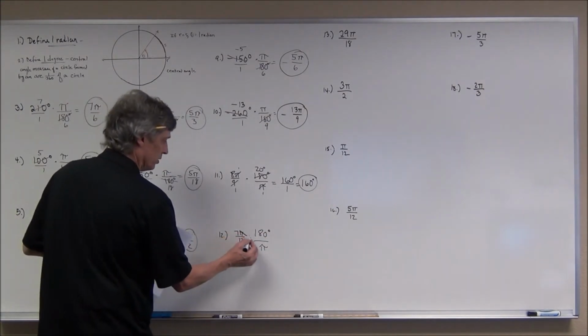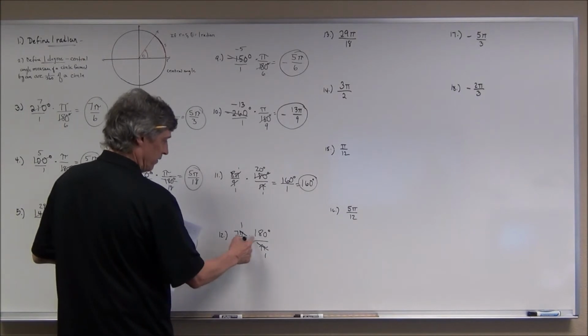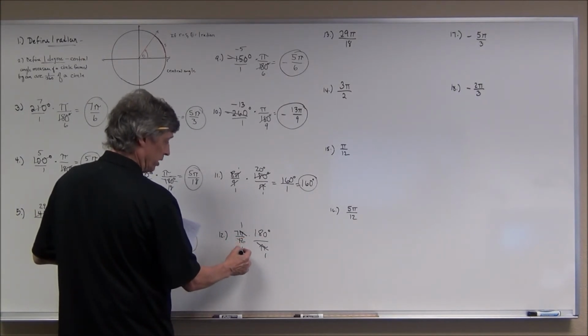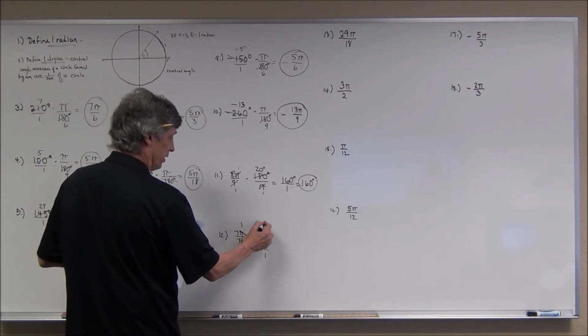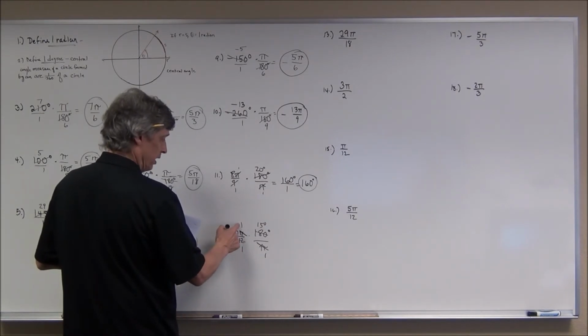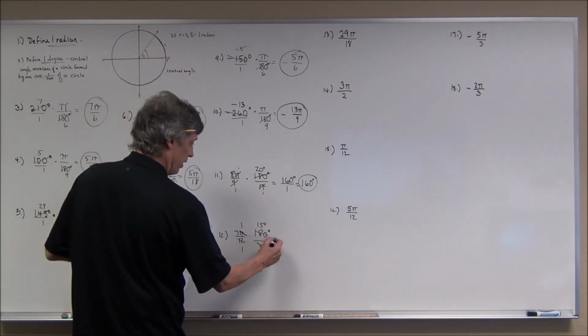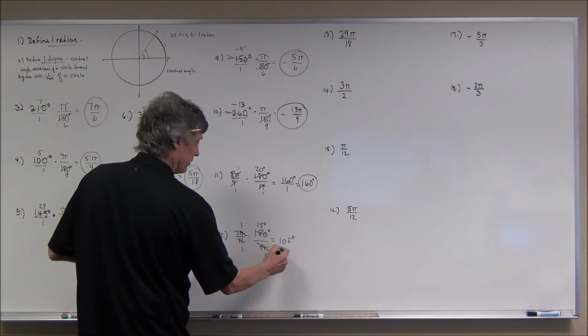The pi's cancel. And now I can divide 12 into both of these. 12 goes in that once, 12 goes in that 15 degrees. So I have 7 times 1 times 15 all over 1. That's 105 degrees.